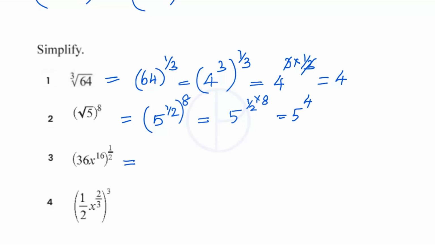And this, first apply the power for the number 36: 36 power 1 over 2 and x power 16 multiplied by 1 over 2. 36 power 1 over 2 is nothing but square root of 36, which is 6. X power 16 multiplied by 1 over 2 is nothing but x power 8.